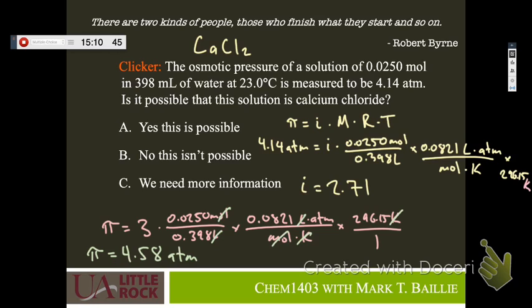The ratio of 4.58 over 4.14 is 0.9039. If you do 2.71 over 3, what do you get? 0.9033. Sorry, that was bad setup on my part. Any questions on that? So the relative ratio should be the same between these.